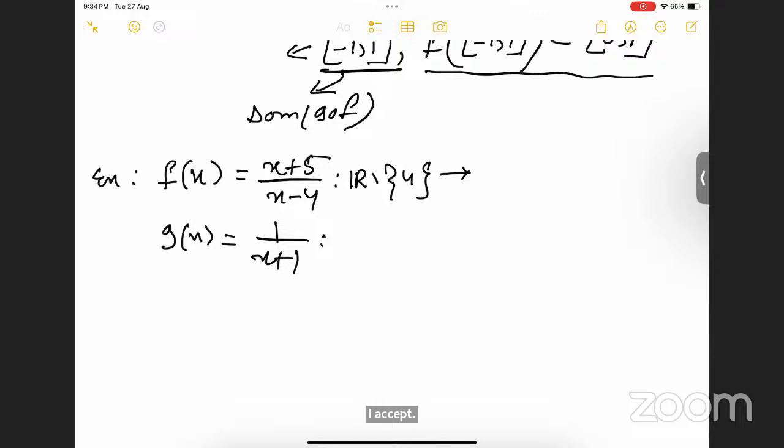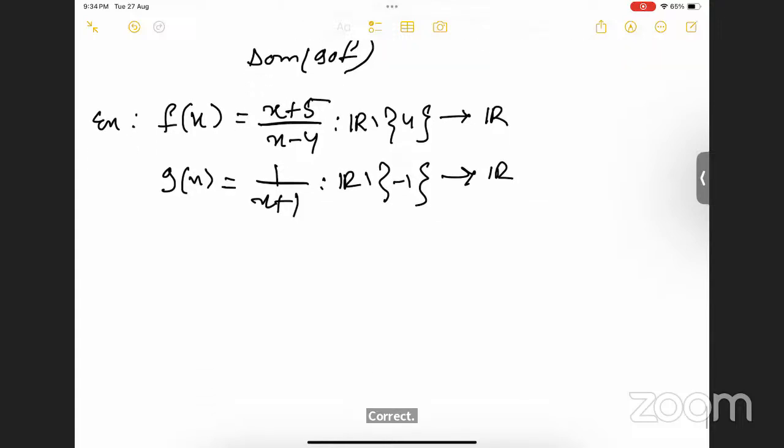So are you sure it's the whole real numbers? One minute, ma'am. So what is the range? It's x minus 1, right? Yes, ma'am. And the range is R, right? Correct.